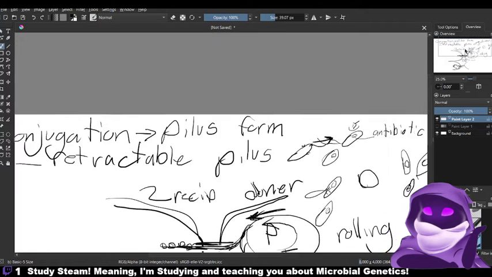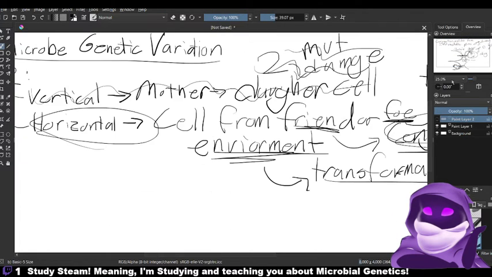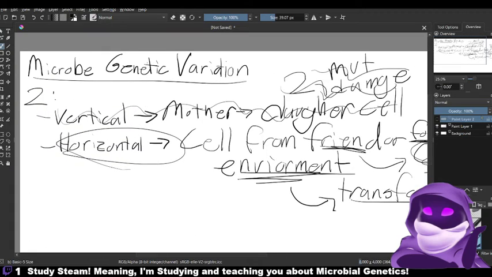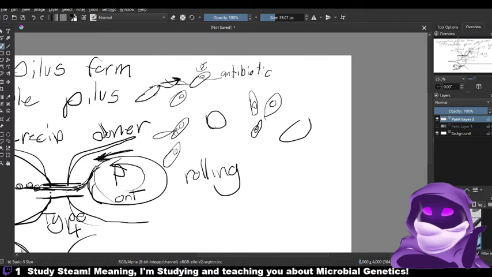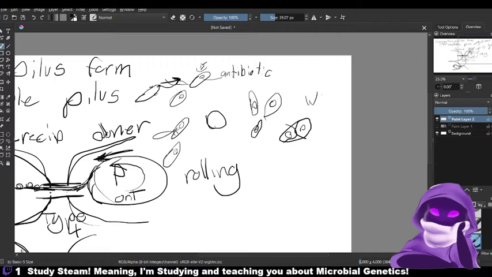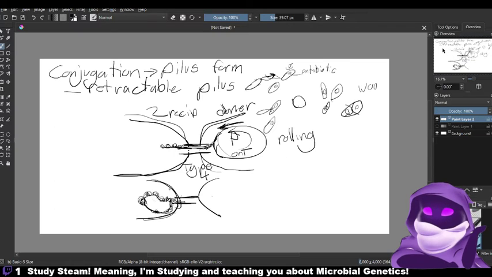And at this point, we could go back to our previous vertical gene transfer. Now that we all have antibiotic resistance, we can make more of us who also have antibiotic resistance. Whoa. Okay, well that's nice. That's conjugation in a nutshell.